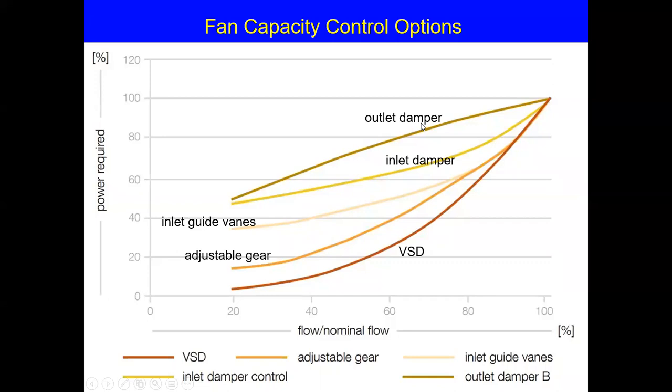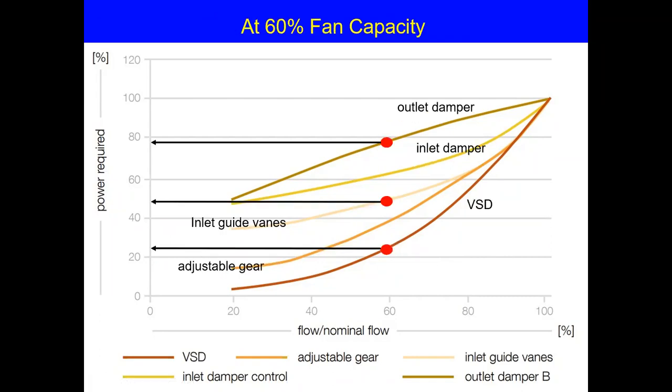So the outlet damper is bad. The inlet damper is going to be better. Whether it approaches the inlet guide vanes depends on the engineering. And then of course I've got the adjustable gear, which is still adjustable speed, so it's pretty good, but it's not as good as the variable frequency drive. So that's kind of what that's about.